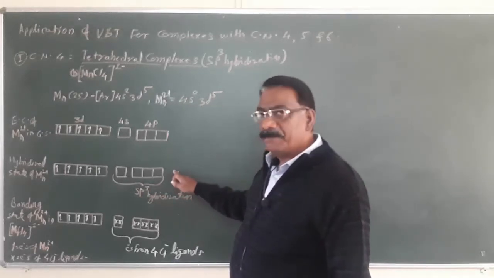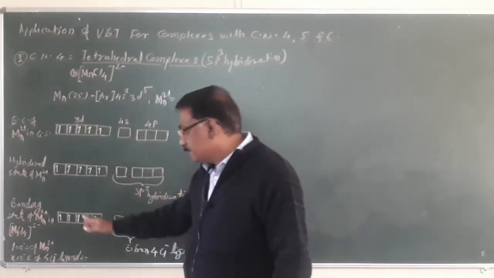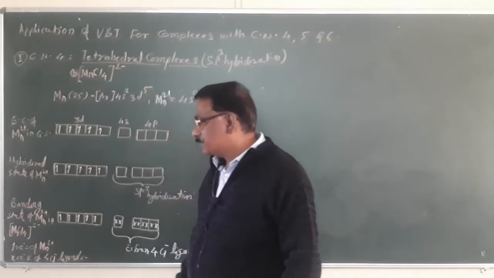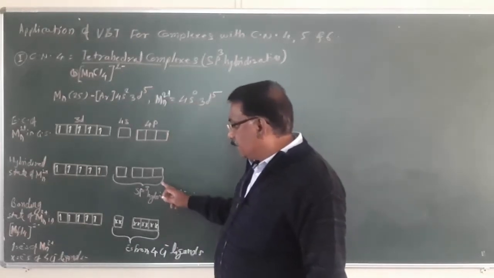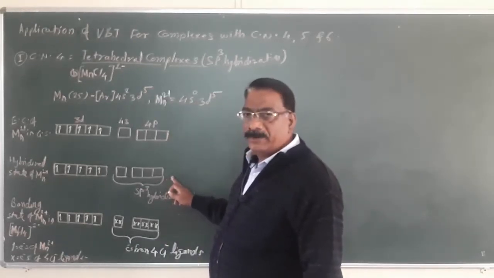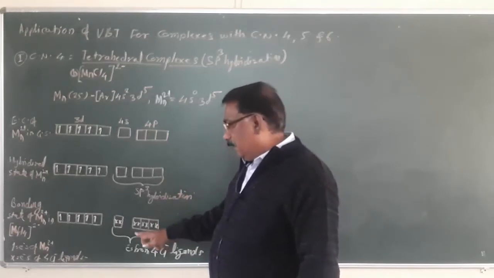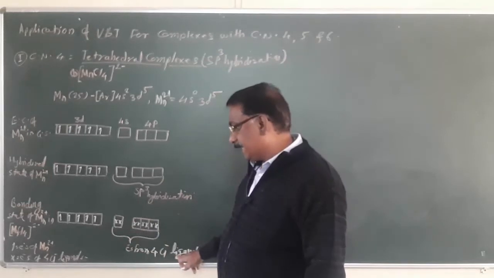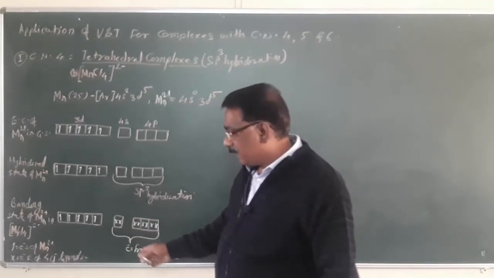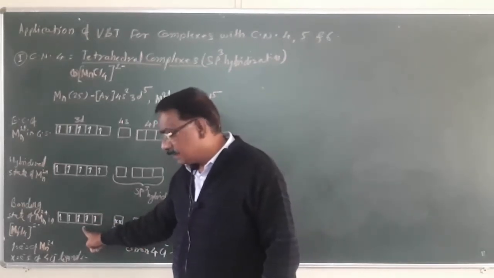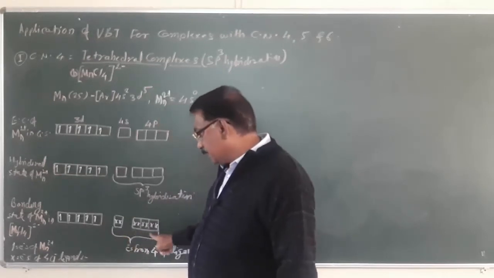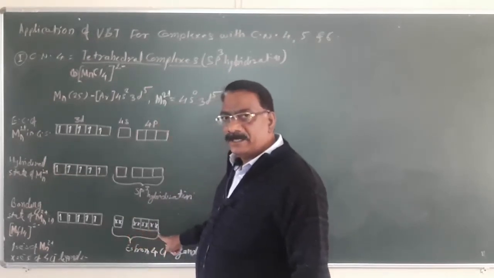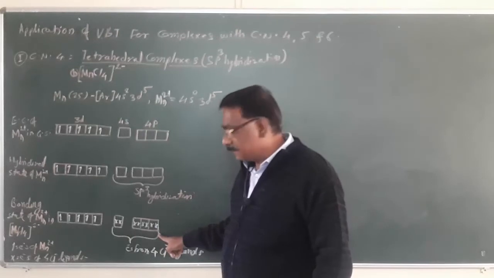These orbitals are empty. In the bonding state, Mn undergoes hybridization. These 4 hybrid orbitals can accept the electrons from the 4 Cl minus ligands. Here we have the Mn electrons in 3d orbitals, and these are the sp3 hybrid orbitals.